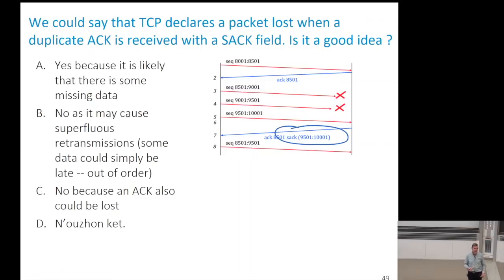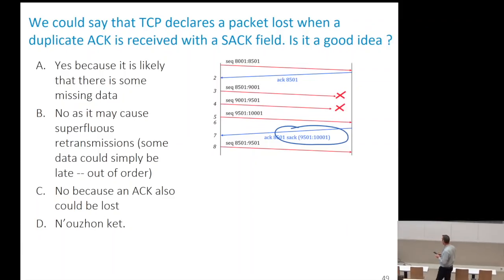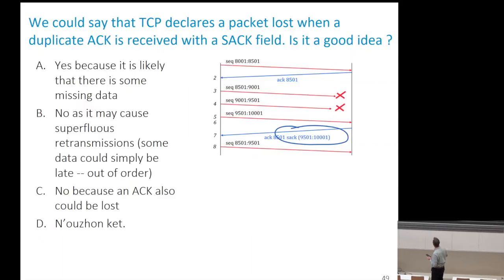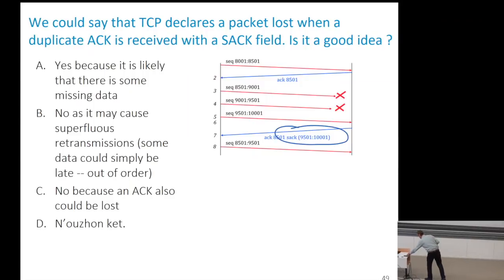Now you could say, if I receive this, certainly there is a loss, therefore I should retransmit. Is it a good idea? That's the question I'm asking you. And we see that we have an almost even distribution between A, B, C. Well, it is one of those quizzes where there is no good answer. And that's why there are so many different ways of doing retransmissions.